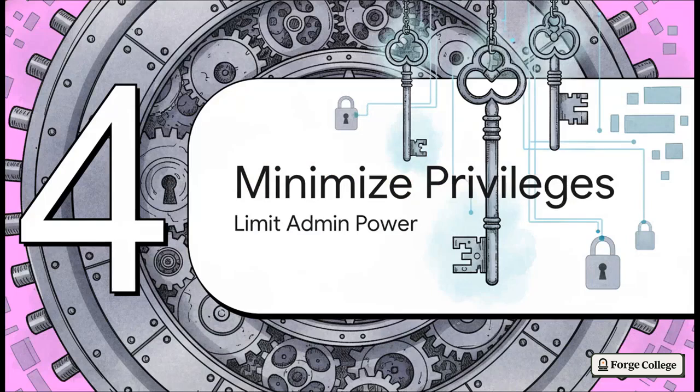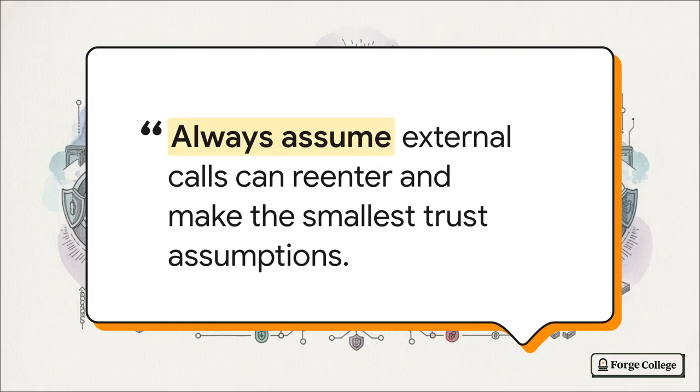Section 4. Minimizing contract privileges. So we've secured the transaction flow, but who actually holds the master keys to this mechanical vault we're building? And how much power do they really have? I want you to internalize this quote: always assume external calls can re-enter, and make the smallest trust assumptions about callers. This is the philosophy of least privilege.